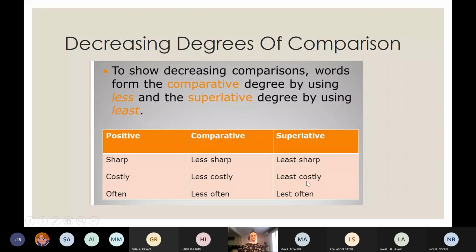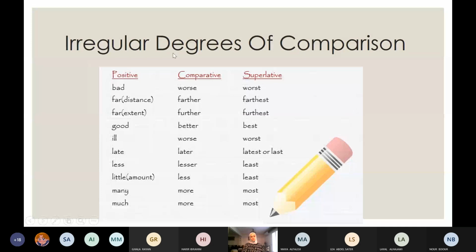Then I have irregular degrees of comparison. What if I want to say that he is a bad boy? He is worse than his father or brother. He is the worst in his class. This is the far distance. My country is farther than his country. My country is the farthest among all the countries. And then I have far, with another meaning, extent, which is further and furthest.